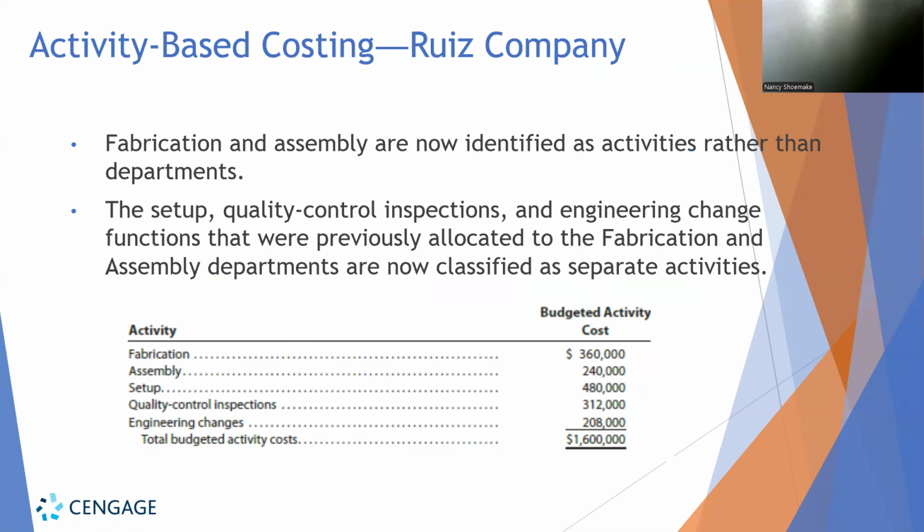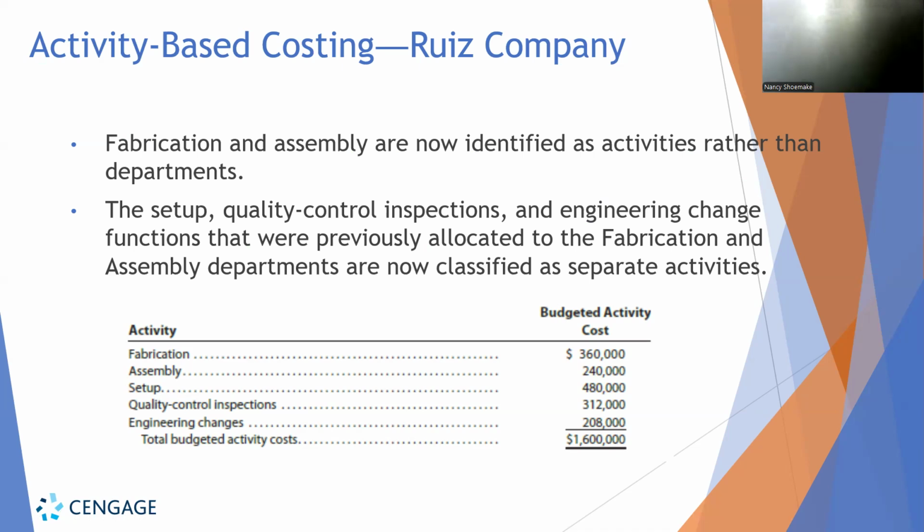Fabrication and assembly, instead of them being just these departments, and back with the multiple departments, we just had two. Now we're breaking it down even further. We're now using activities. So one activity is fabrication, one activity is assembly. But now look, guys, we have an activity called setup. We now have an activity called quality control inspection. And we now have an activity called engineering changes.